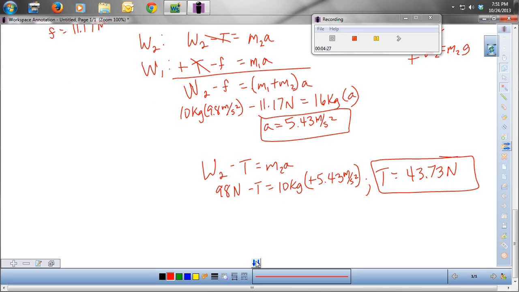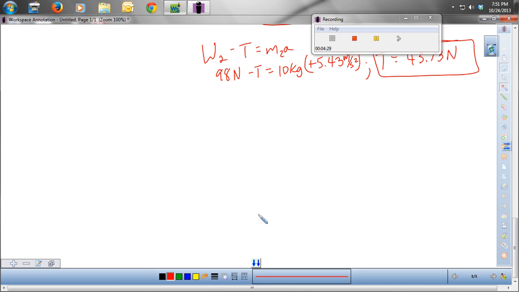Alright, let's move on to number 5. Okay, number 5 says you have a ramp, and on this ramp you have a block. You want this block to accelerate without friction, and then part B is with friction.